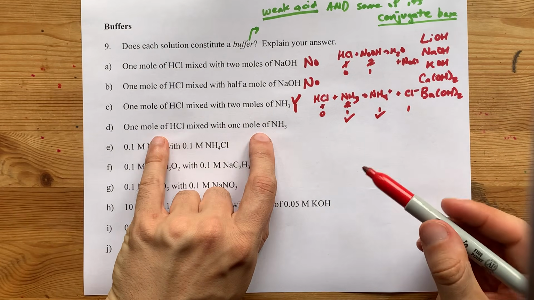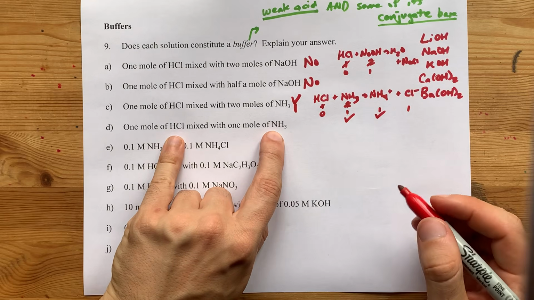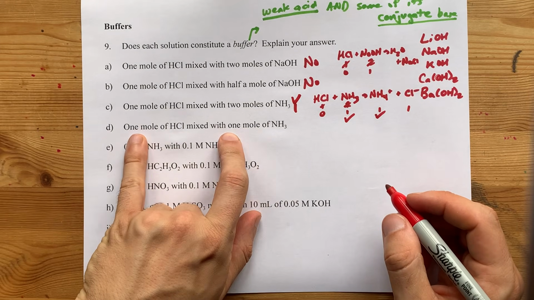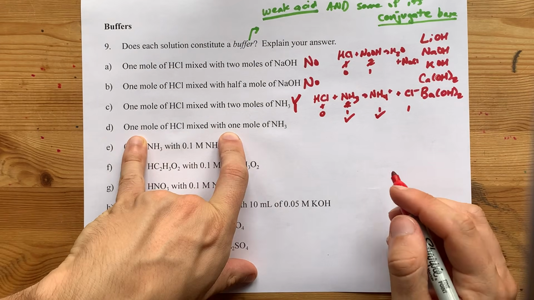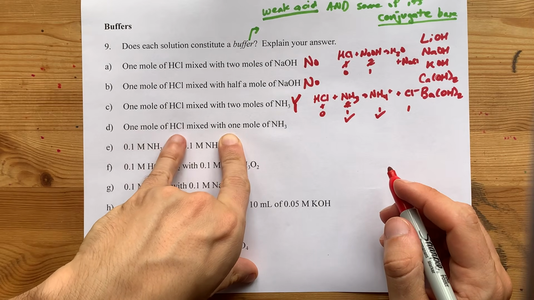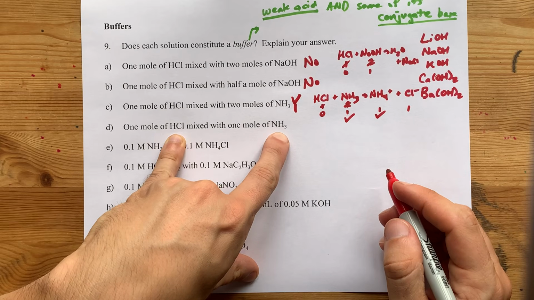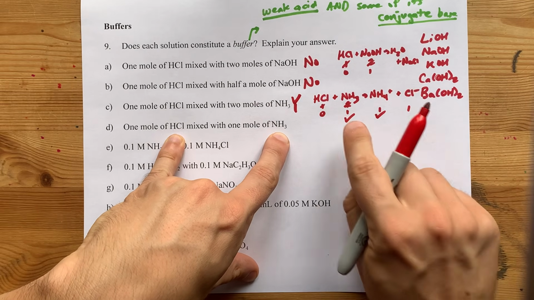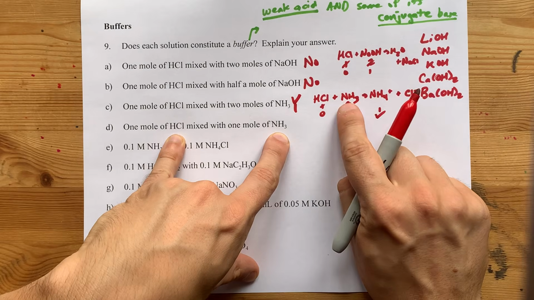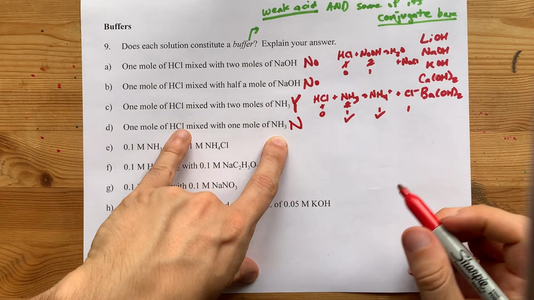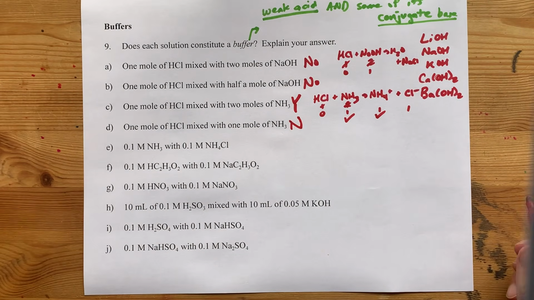Very nice. Here, though, you're adding the same amount of both, which means that when you use up all the HCl, you've converted all of this to NH4 plus. That means you'll have none of this left over, and so you do not have a buffer solution.